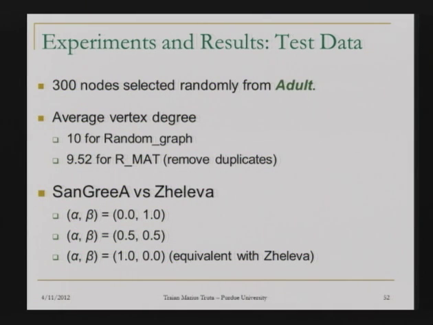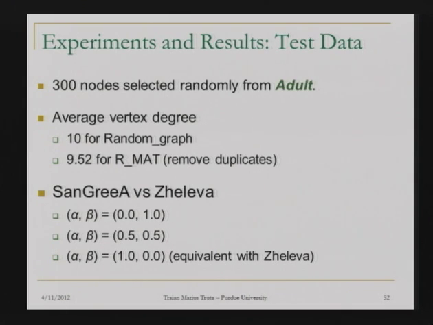And we run our algorithms only for 300 nodes, so it's quite a small number initially. And we also fixed some parameters when we generated those graphs: 10 for random graphs, and only 9.52 for RMAT, because RMAT duplicates edges. And when we remove those, we are slightly below 10, the average vertex degree for random graph.